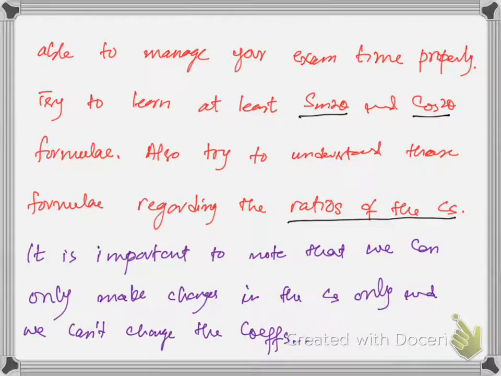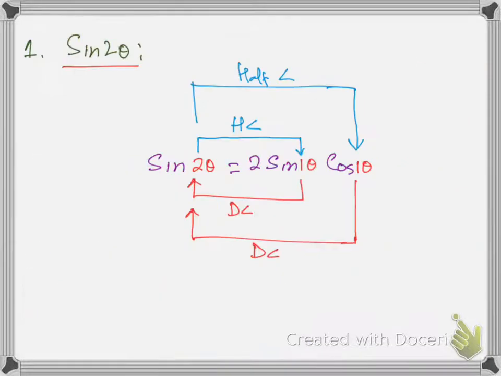This is very important. It is important to note that we can only make changes in the angles and we cannot change the coefficients. Be careful while using these formulas. Always make changes in angles if required and never change the coefficients. Now let's start with sine 2 theta. Sine 2 theta is 2 sine 1 theta cos 1 theta.